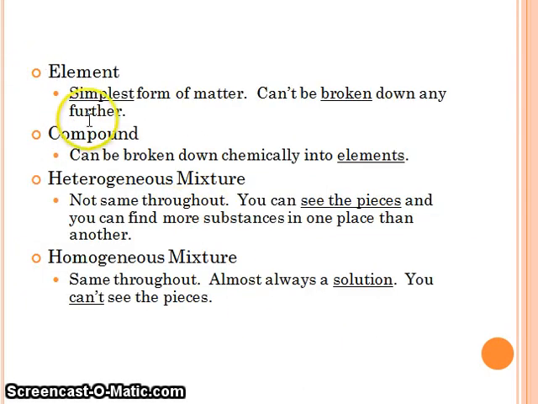The element is the simplest form of matter. You can't break it down any further. Compounds can be broken down chemically into elements. A heterogeneous mixture is not the same throughout. You can see the pieces and you can find more substances in one place than another. A homogeneous mixture is the same throughout. It's almost always a solution and you can't see the pieces.